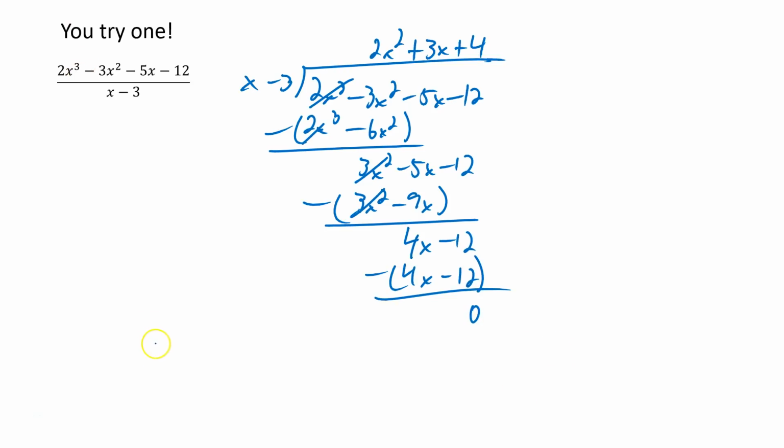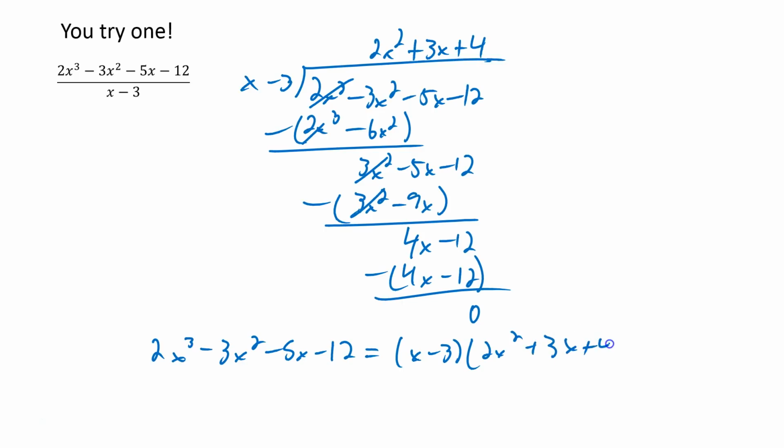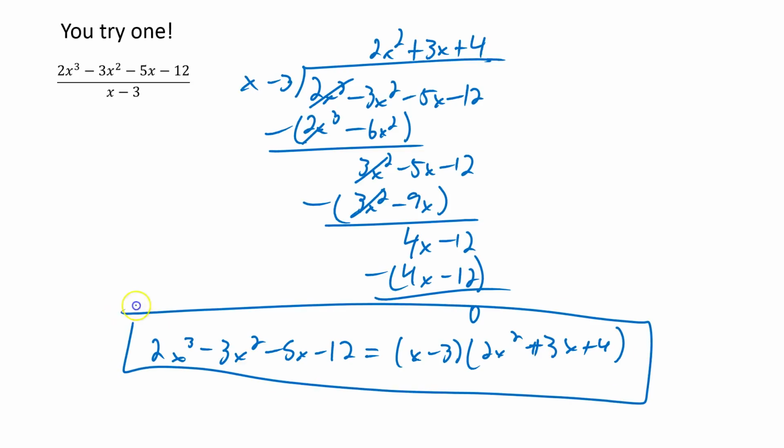So what that means, if we write this in factored form, 2x cubed minus 3x squared minus 5x minus 12 is equal to x minus 3 times 2x squared minus 3x plus 4. Now this is special because the remainder was 0, so we actually found a perfect factor for this. And we're going to talk more about how to do problems like this when we talk about the factor theorem.